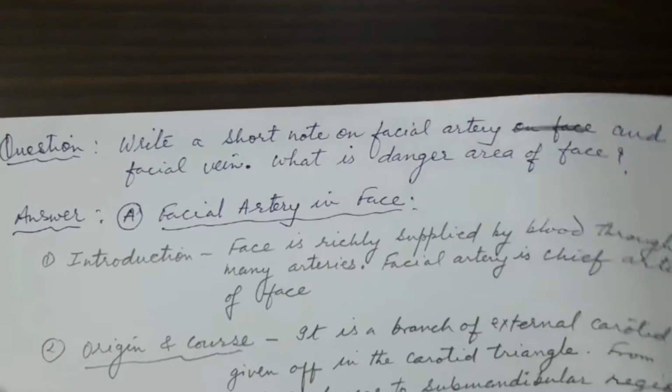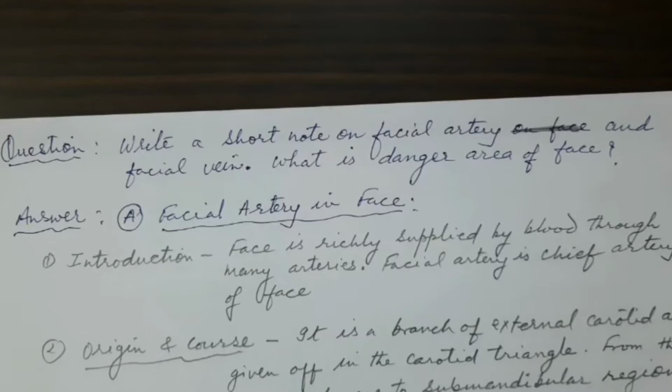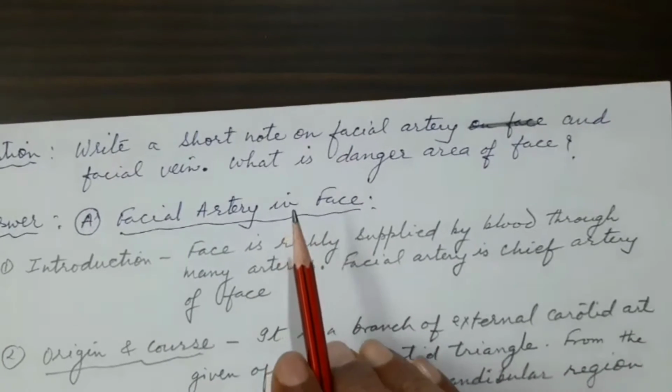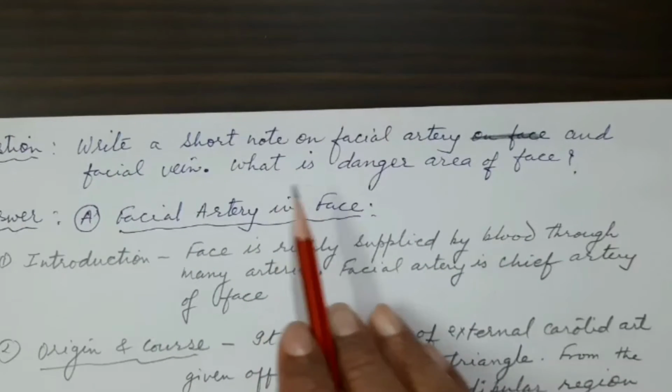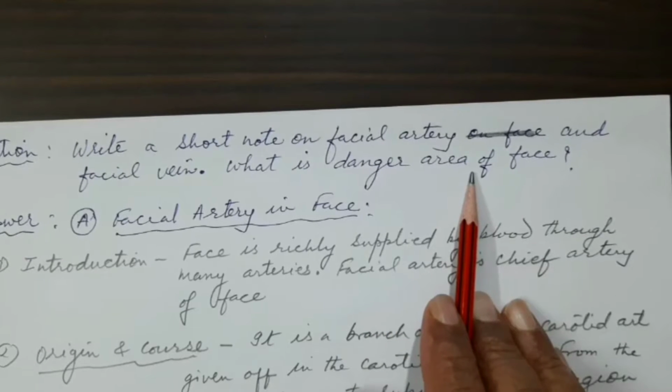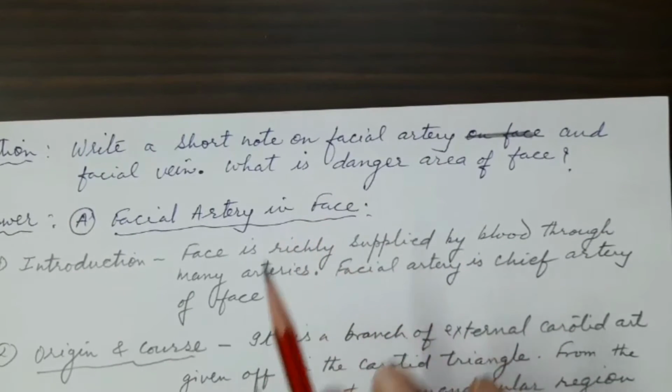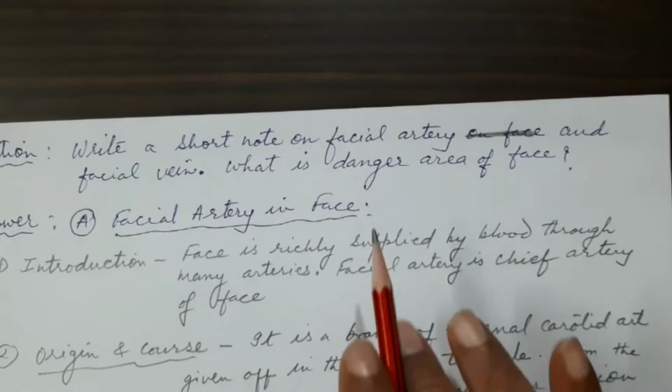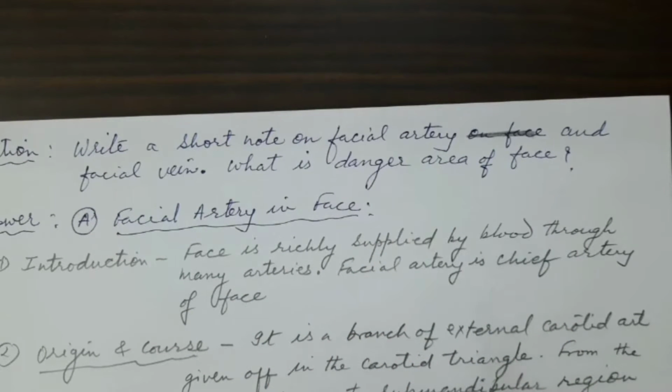Hello students, this is a short note. Write a short note on facial artery and facial vein, and what is the danger or dangerous area of the face. Thus, these are the blood vessels on the face. The most prominent blood vessels on the face are the facial artery and facial vein.